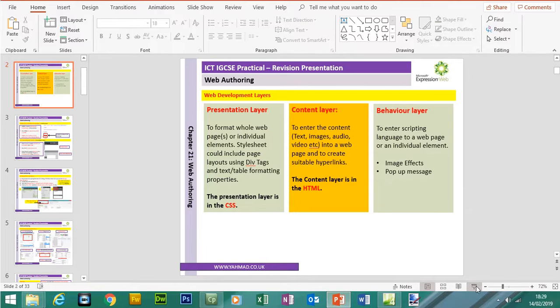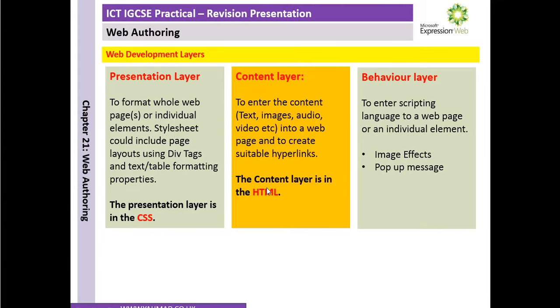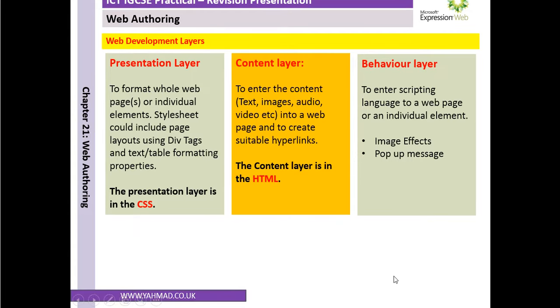Now let's look at the second layer. The second layer is the content layer. The content layer is basically in the HTML. The content layer will include text, images, audio, video, etc. in a web page, and also will be used to create suitable hyperlinks.